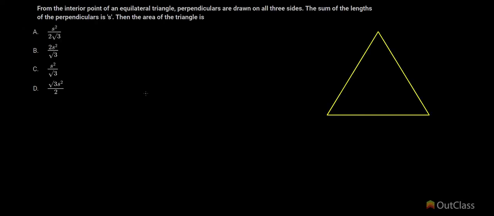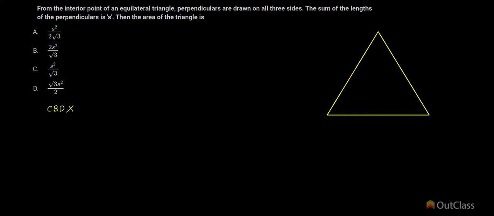From the interior point of an equilateral triangle, perpendiculars are drawn on all three sides. The sum of the lengths of the perpendiculars is S. Then the area of the triangle is how much? Four options are given. Most importantly, cannot be determined is not one of the options.